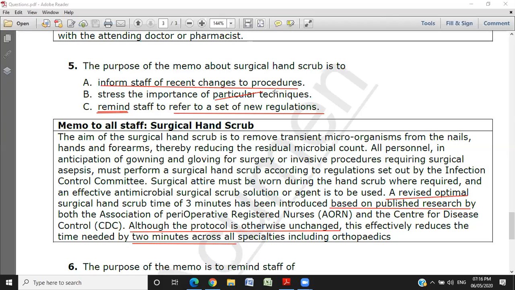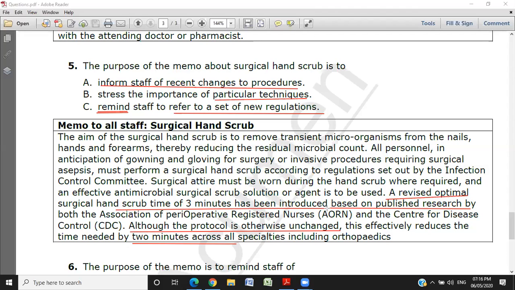because again, a particular technique is not mentioned. The focus here is on the time, for how long it is to be done. So it says here that it was to be done for 5 minutes, but now it is to be 3 minutes. So here, see, this sentence helps you understand this.